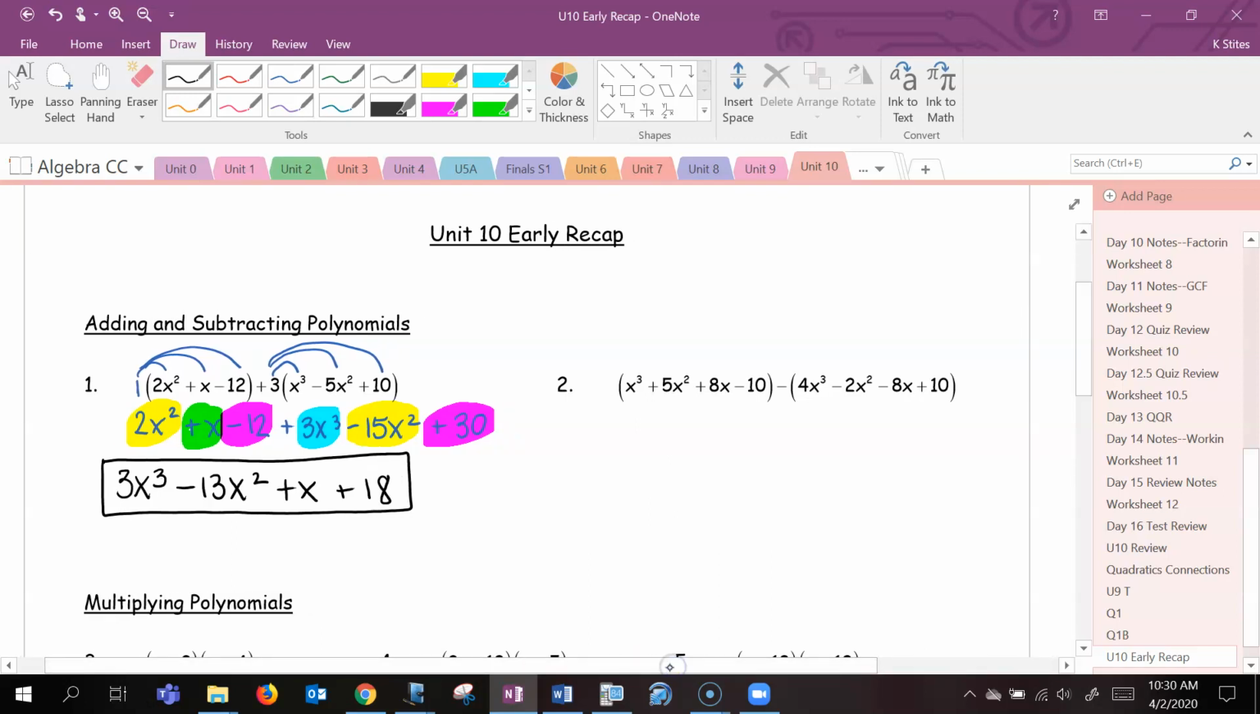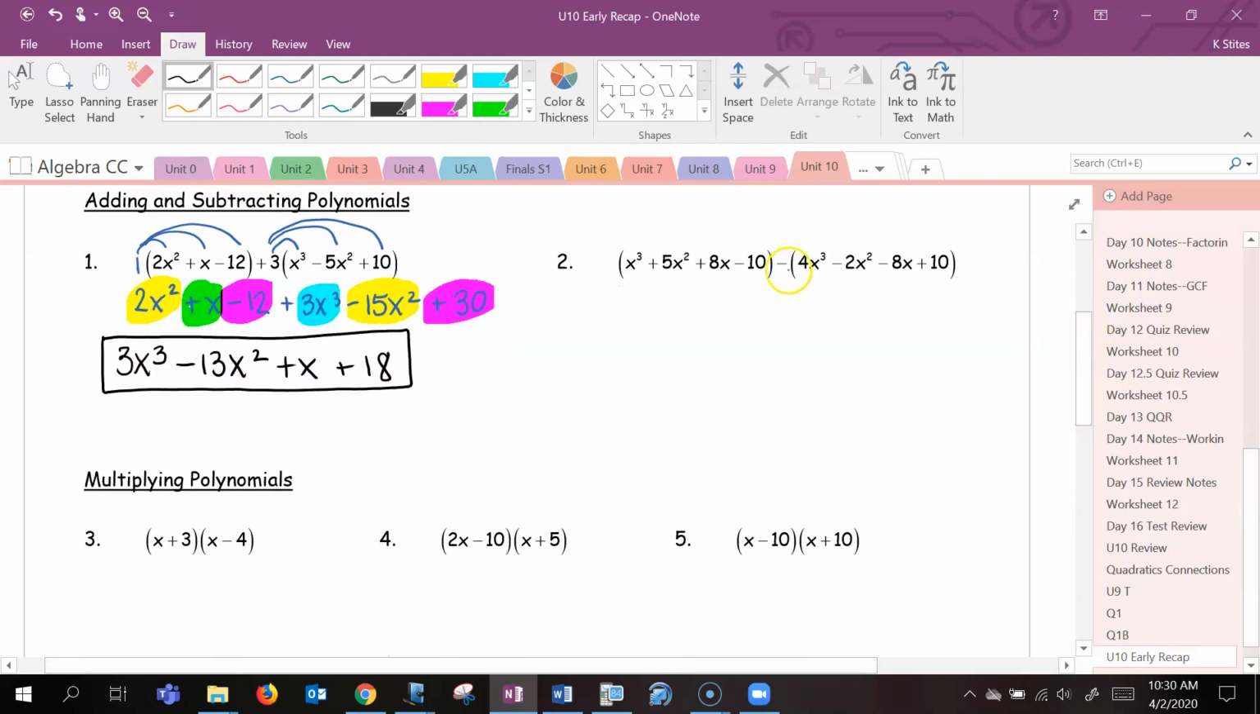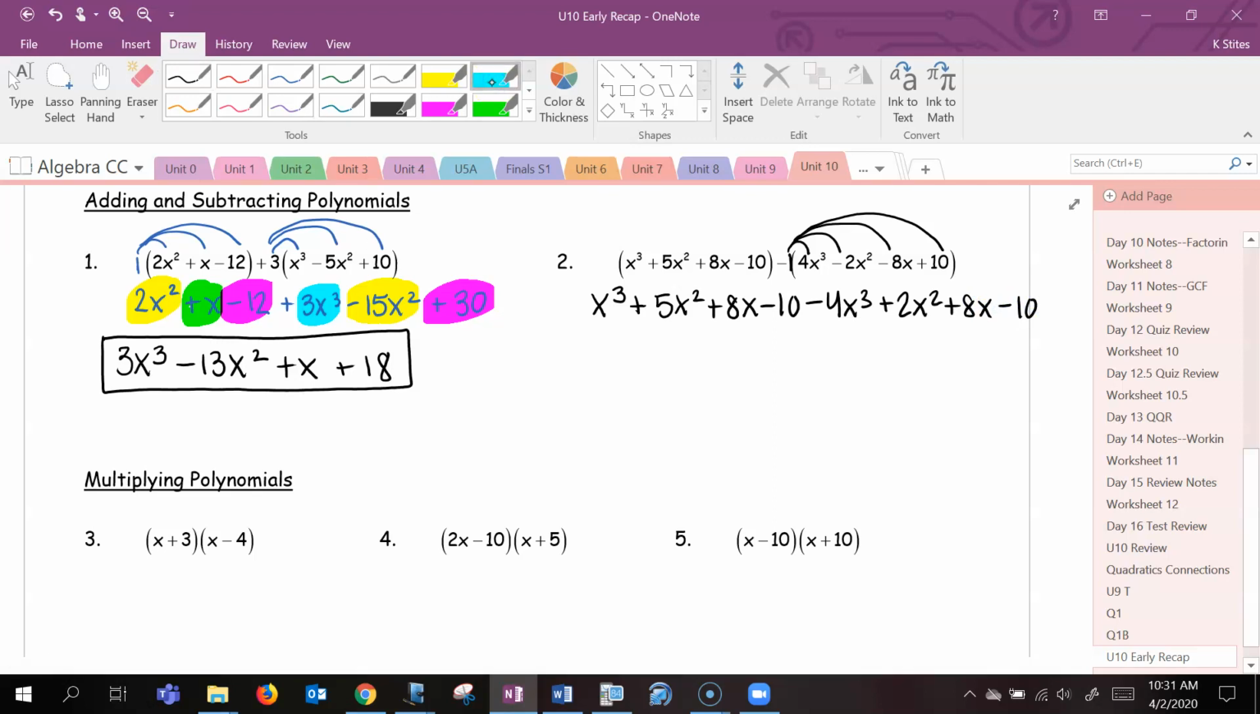Okay, let's give one like this one more try. Notice this one does have a minus, so we will have to distribute a negative 1 over here. Alright, so that's going to just change all of my signs. Minus 4x cubed plus 2x squared plus 8x minus 10. My signs are changing. And now I'll just do exactly what I did with number 1. Now I'm combining like terms. So find your highest exponent, and it looks like it's the cubed again.